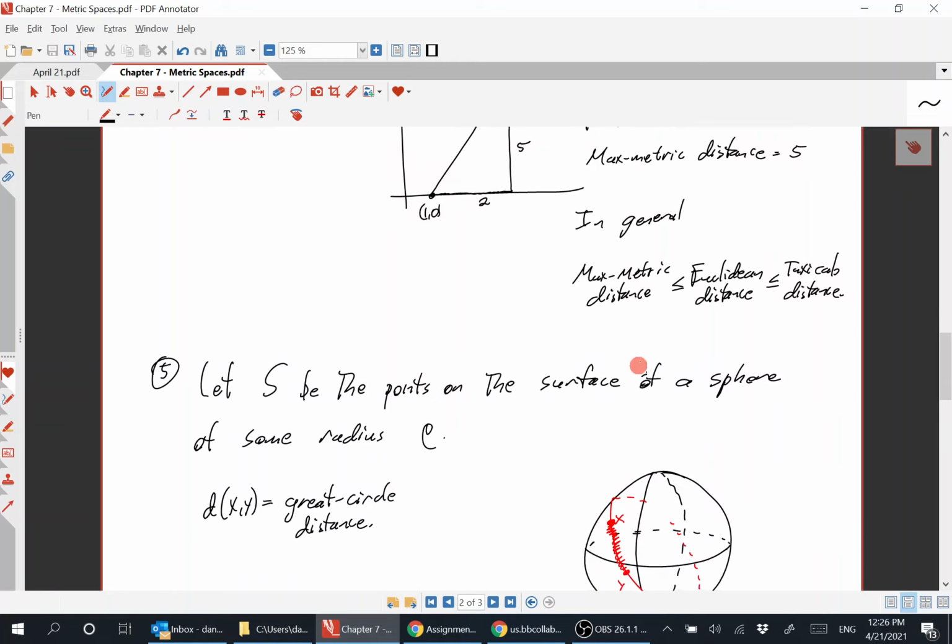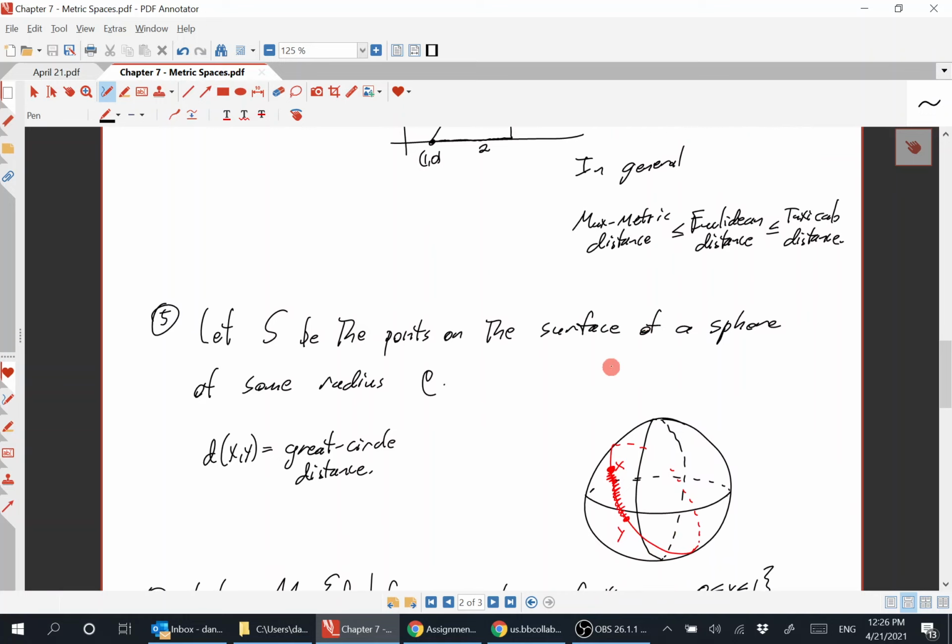Other examples of metric spaces: the surface of a sphere of some constant radius, where the distance from x to y is the distance along a great circle. Given any 2 points on a sphere, maybe you're not aware of this geometry, maybe you are, there is a unique great circle which goes through those 2 points. A great circle is a circle that cuts the sphere into 2 equal hemispheres.